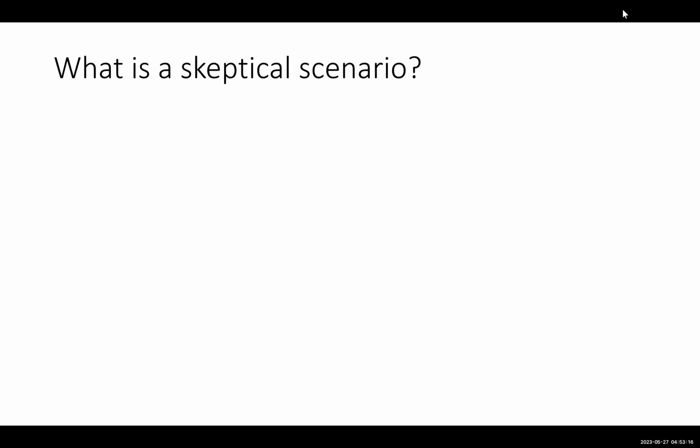Now that we've had a chance to talk about what exactly the basic ingredients for knowledge are, knowledge requires a belief that's true and is justified. This is the justified true belief account of knowledge. Now that we've talked about that, we need to talk about what exactly a skeptical scenario is.